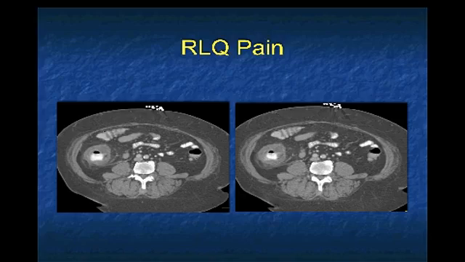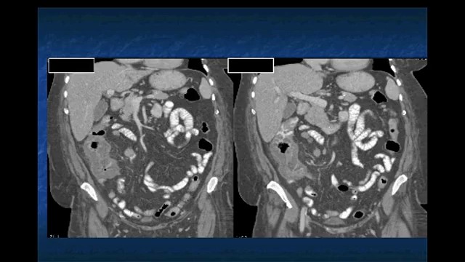We see thickening of the patient's right colon, particularly the cecum. You can see the entire right colon there, really thickened. And you could say to yourself, what could this be? Could it be a colon cancer? That would be a good thought. Could be inflammatory bowel disease. That would be a good thought.